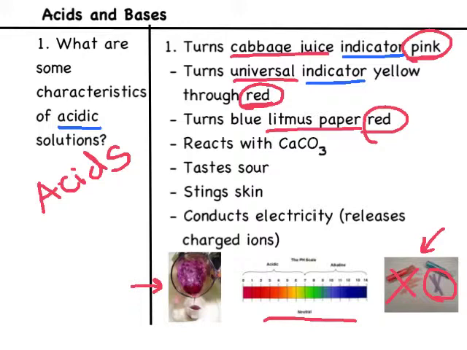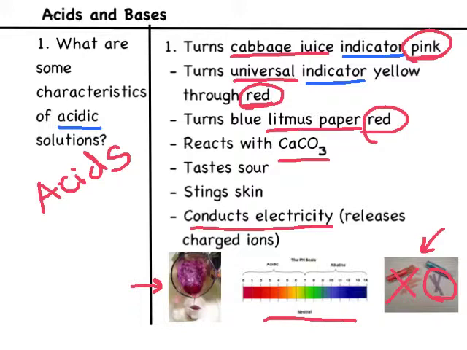Another characteristic of acids is that they react with a substance called calcium carbonate. Acids are also going to taste sour, they're going to sting your skin, and they do conduct electricity, which is interesting, because if something conducts electricity, that means it has charged ions in it. So the substances, when dissolved in water, break apart into charged ions and are able to conduct electricity. Those are all the characteristics of acids.